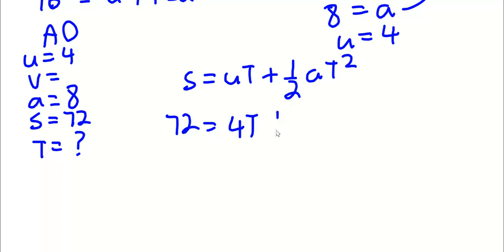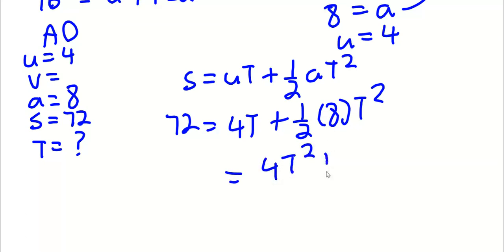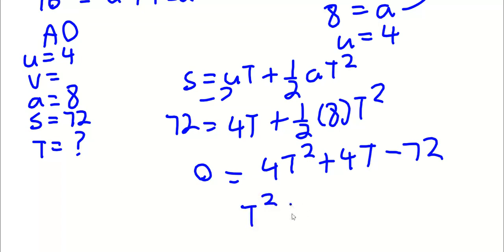4T plus a half, 8 times T squared. It's going to be 4T squared plus 4T. Bring over that 72. Minus 72. Divide across by 4. T squared plus T. What's 72 divided by 4? 18.